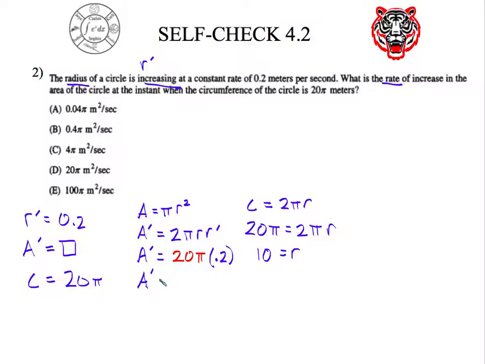Therefore, a prime is equal to, remember, if it's multiplied by 10, it's going to move the decimal place 1 to the right, so it's going to be 2 times 2, so that's going to be 4, and then don't forget pi. So 4 pi, there it is. C is the answer.